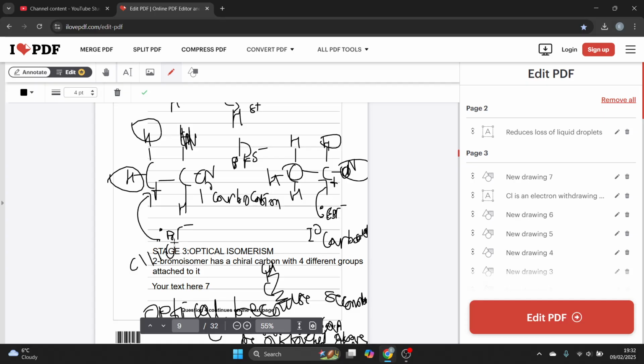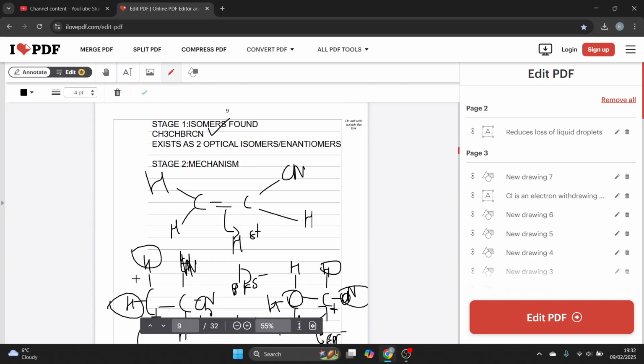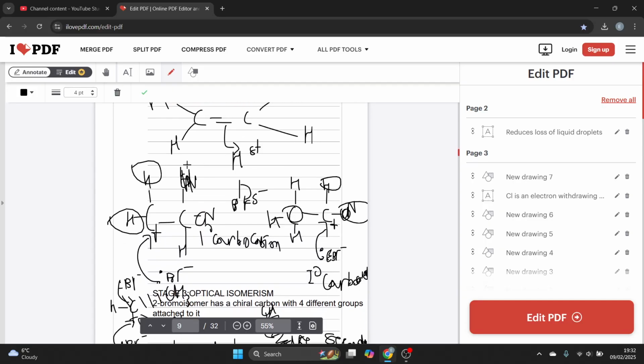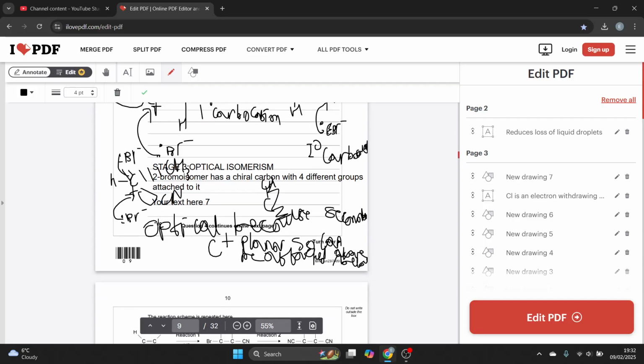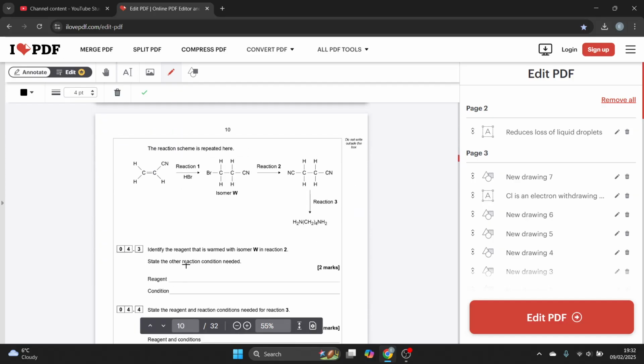So I said attack from above or below: positive charge, lone pair of electrons on Br minus, it can attack here, or the lone pair on Br minus attacks there. CH3CHBrCN exists as 2 optical isomers, or enantiomers. Stage 3, optical isomerism: the 2-bromo isomer has a chiral carbon with 4 different groups attached to it. It is a secondary carbocation that is planar, therefore it can be attacked from above or below, and then show that.